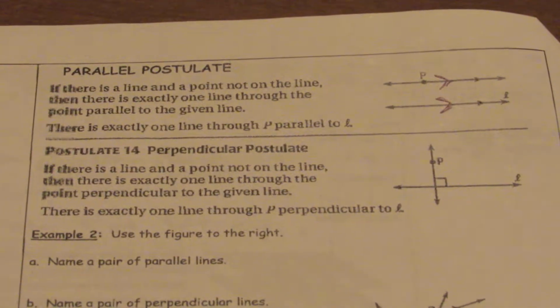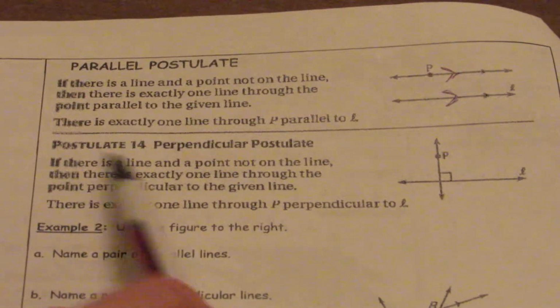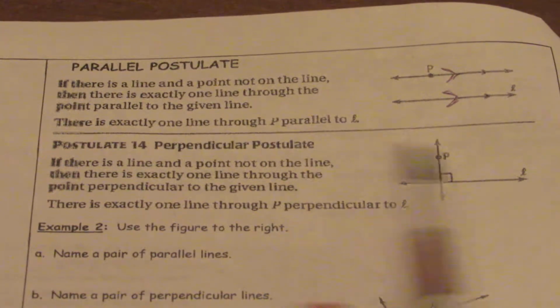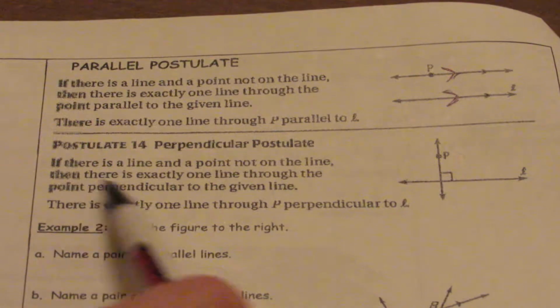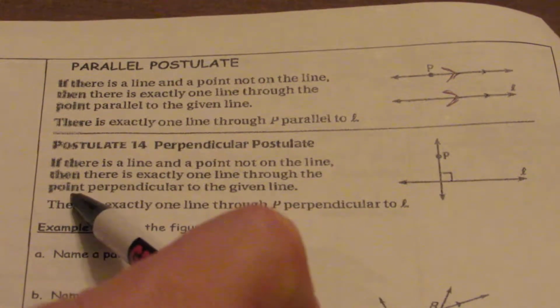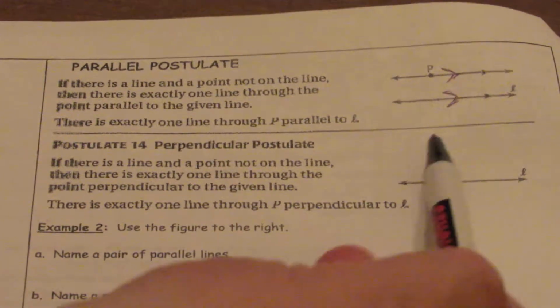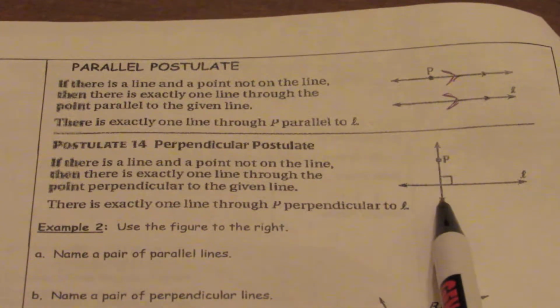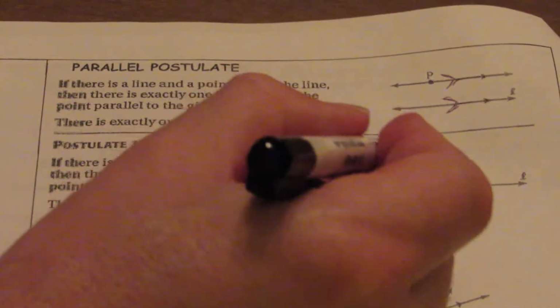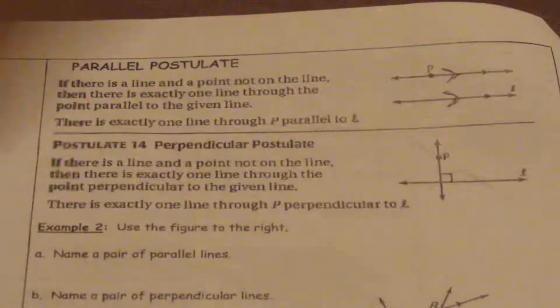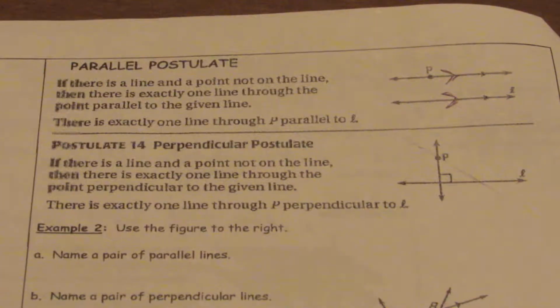Perpendicular postulate, again, similar, just perpendicular. So if there's a line and a point not on the line, so we have line L and point P, there's exactly one line through the point perpendicular to the given line. So since I know this line hits at 90, if I draw another line down this way, I know that line doesn't hit at 90 because it goes through the point.